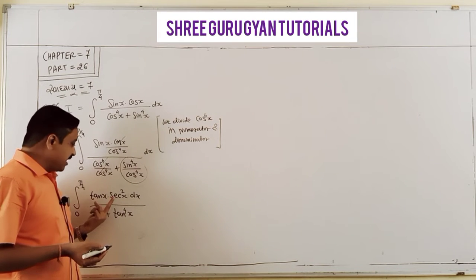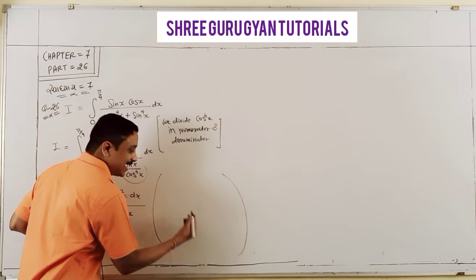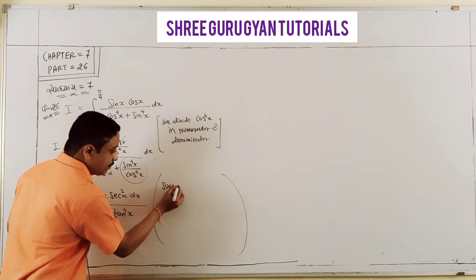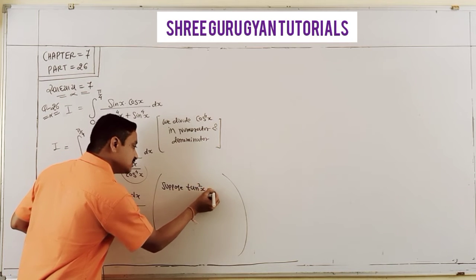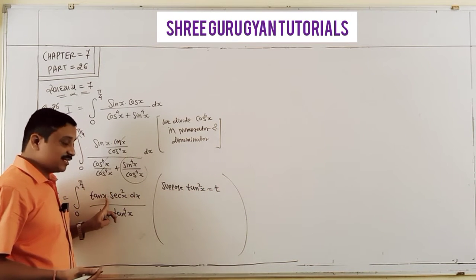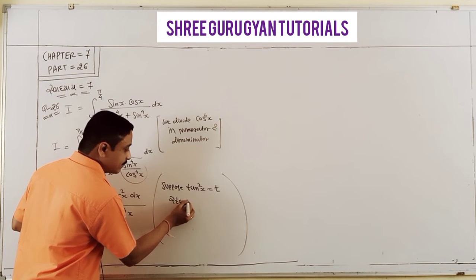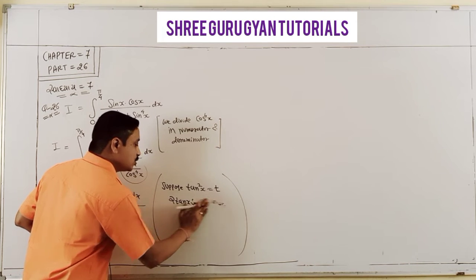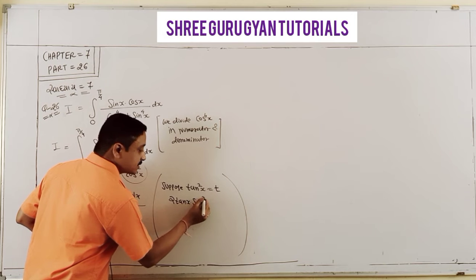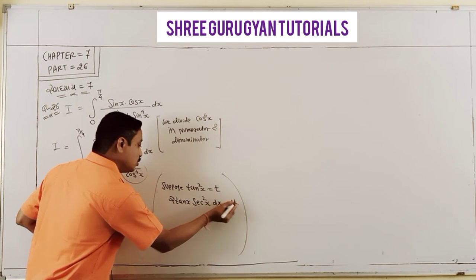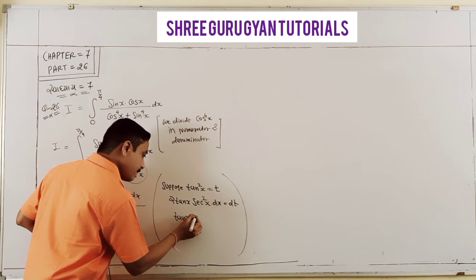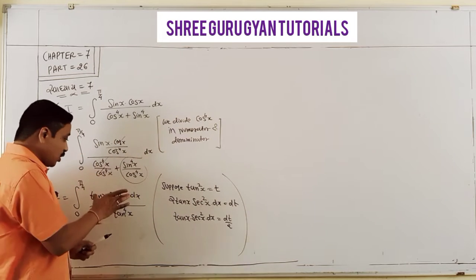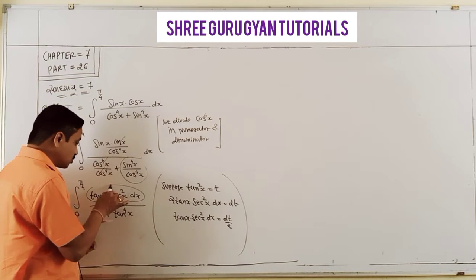Now think about which derivative this is. Suppose tan square x is t. Then you get the derivative 2 tan x sec square x dx equals dt. So tan x sec square x dx is equal to dt by 2, and this you apply fully, but the limits change.